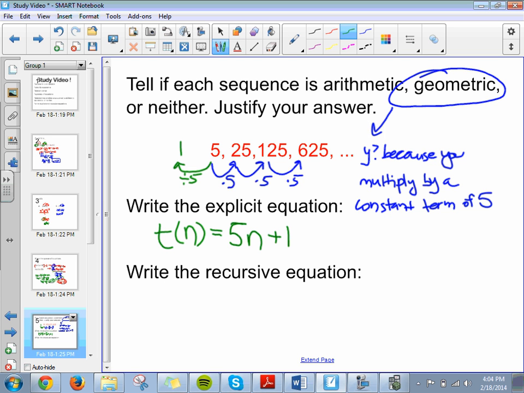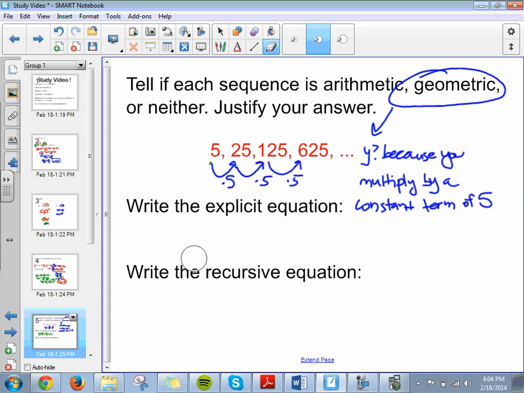Oh my goodness. So I made a huge mistake. Hopefully you guys caught that mistake. If you notice, the type of explicit equation I am writing is for an arithmetic sequence. But we clearly stated that we have a geometric. So let's fix that up.